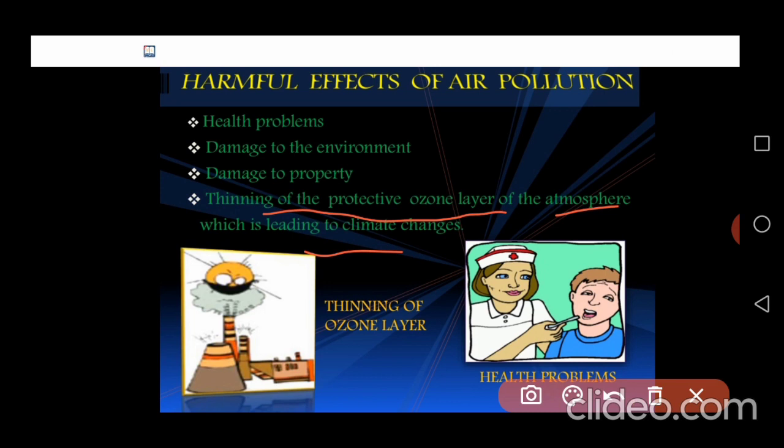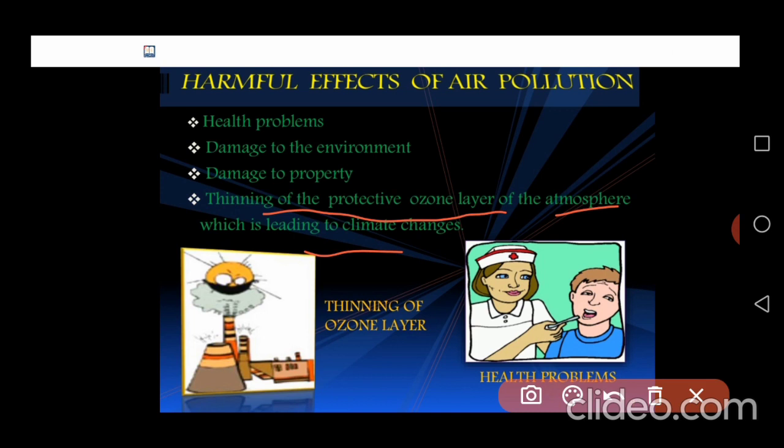CFCs also reach the stratosphere, where UV radiation is also present. UV radiation breaks the chlorofluorocarbon into chlorine atoms. Later, the chlorine reacts with ozone, that is O3. Cl plus O3: chlorine reacts with ozone and breaks it into oxygen. Finally, that gives rise to only oxygen. This process is called ozone depletion, or depletion of ozone.